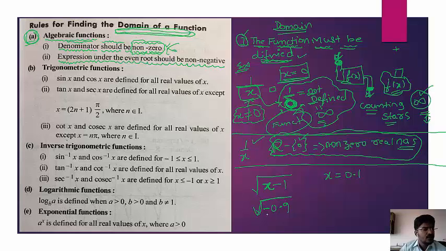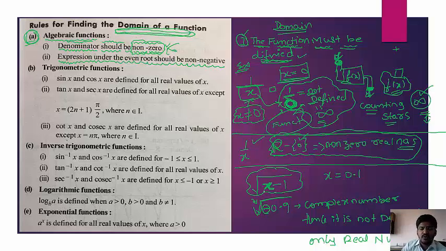So what happens here? If a negative sign is present with the root, this will become a complex number. Hence, it is not defined, because we are discussing only real numbers. We are discussing only real numbers. That means x should be such that this particular term must not contain a negative sign with the root. That means x must always be greater than or equal to 1.